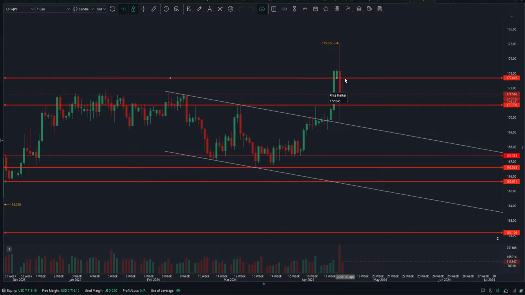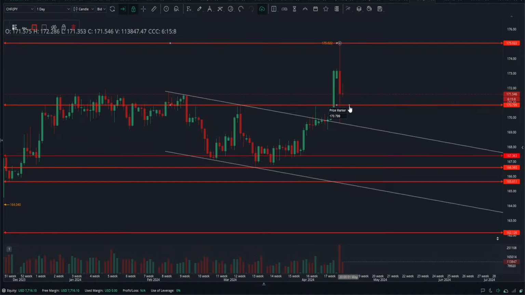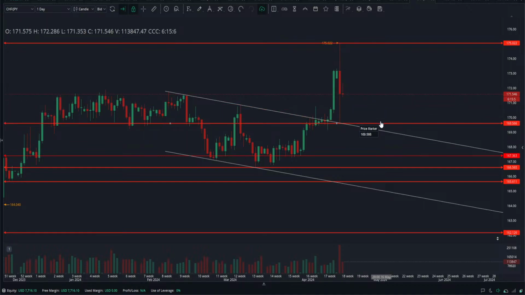This is just my opinion, and this is the high that we have to keep an eye on, and this is the low. So below 169.56, if you see the price going below 169.56, you should be looking for a selling opportunity in this one.